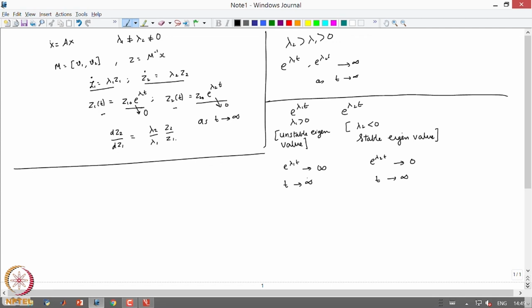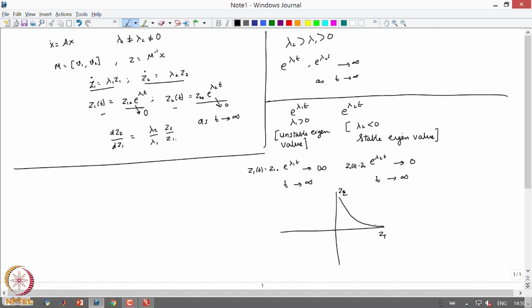Okay. So, let us come back to this. So, e power lambda t corresponds to z1. So, z1 t is z1 naught, z2 t is z2 naught e power lambda 2 t. So, if I were to plot this in my z1 z2 plane, okay, this plot would look something like this, right.